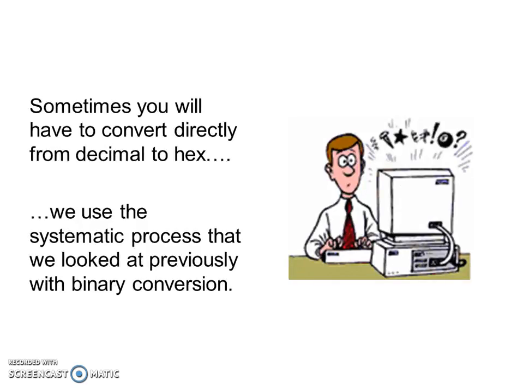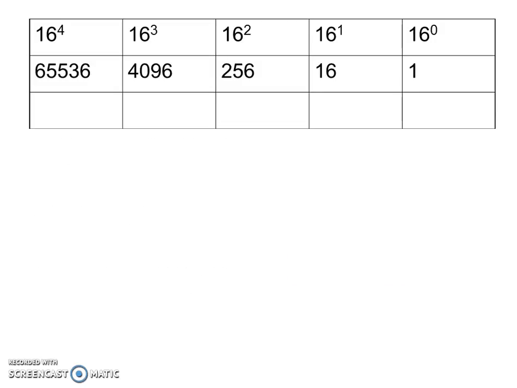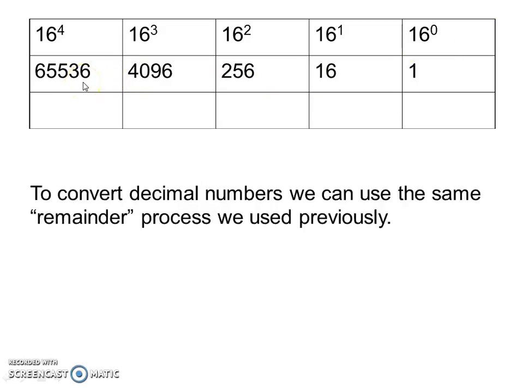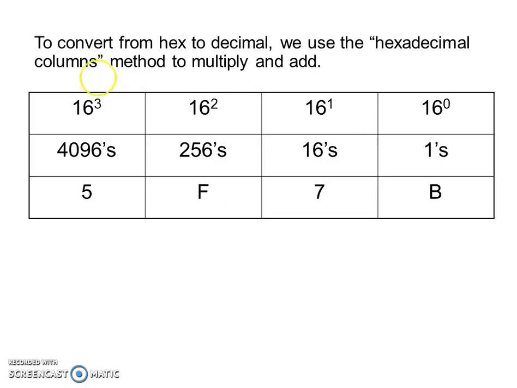Now sometimes we have to convert directly from decimal to hex or vice versa. And when we do that, we use the exact same process we use with binary conversion, just using our updated table. So here's our hex table with our numbers here. When we're presented with a number such as 5F7B, we can then just do the multiplication. This 4-digit hex number has B 1s, 7 16s, F 256s, and 5 4096s. We multiply and then add them out.